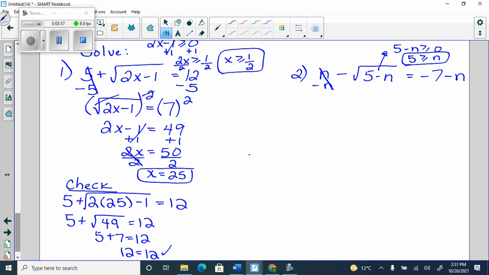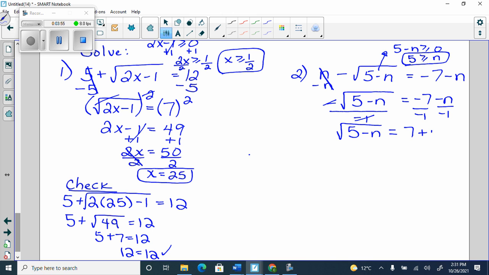What's our problem actually, though? The radical has a negative in front of it. How do I get rid of a negative in front? Divide by -1 every term. So I'm going to get the square root of 5 minus n equals 7 plus n. And now what am I going to do? Square it.